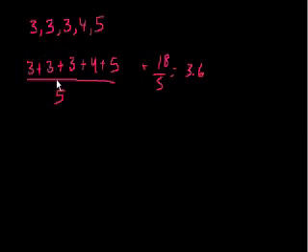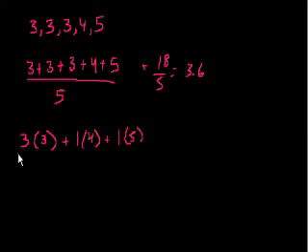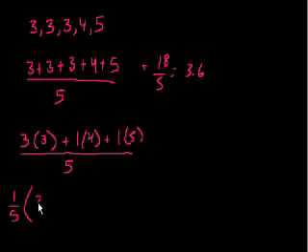If we just rearrange the math a little bit, we could view it a slightly different way. How many 3s do we have? We have 3 3s, so we could view this as 3 times 3. How many 4s do we have? We have 1 4, so it's plus 1 times 4, plus 1 times 5, all of that divided by 5. This is the same thing, just a little basic number manipulation, as 1/5 times 3 times 3 plus 1 times 4 plus 1 times 5.